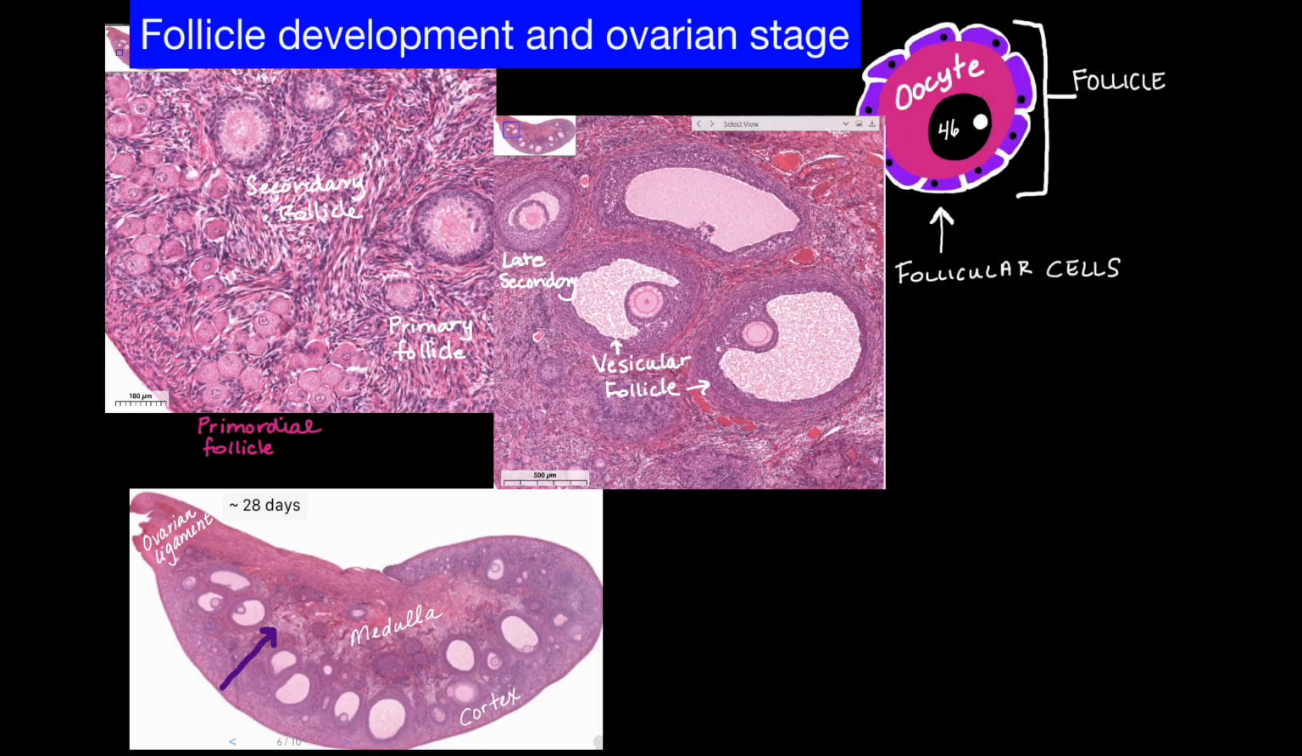So we finally come to the largest looking structures on this image, and we see lots of fluid-filled space. That tells us we have the antrum present, so we're dealing with vesicular follicles, very late in development. Now, up until this point, the oocytes were primary oocytes. Remember, right before ovulation, meiosis 1 is finally completed, so now we have a secondary oocyte.